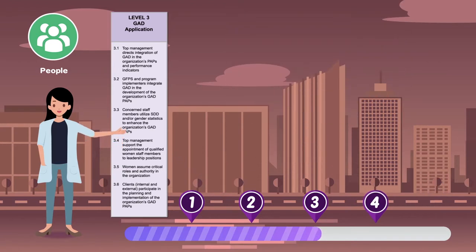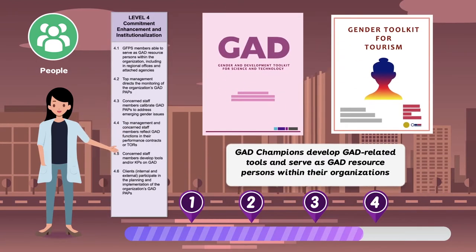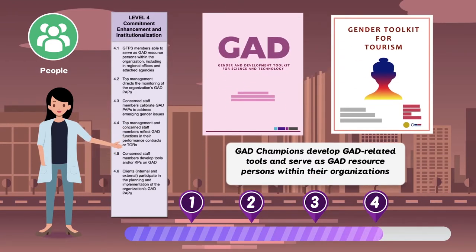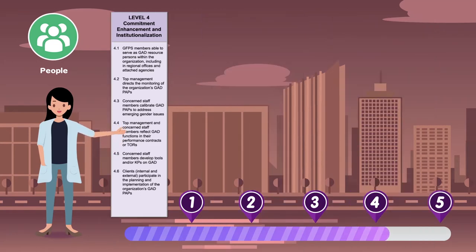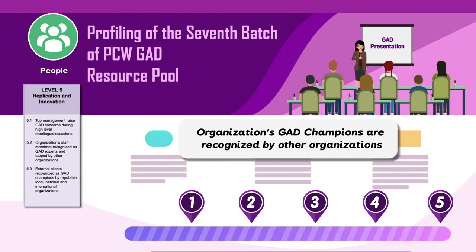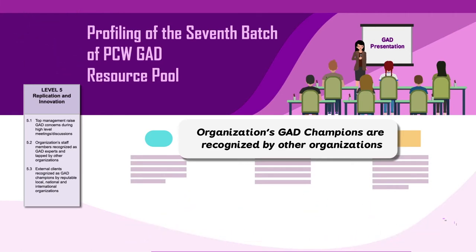At level 4, the organization's GAD champions are able to develop GAD-related tools customized to the mandate of the organization and are tapped as GAD resource persons within their organization. And at level 5, organization GAD champions are already recognized by other organizations and its top management are able to raise GAD concerns during high-level meetings.